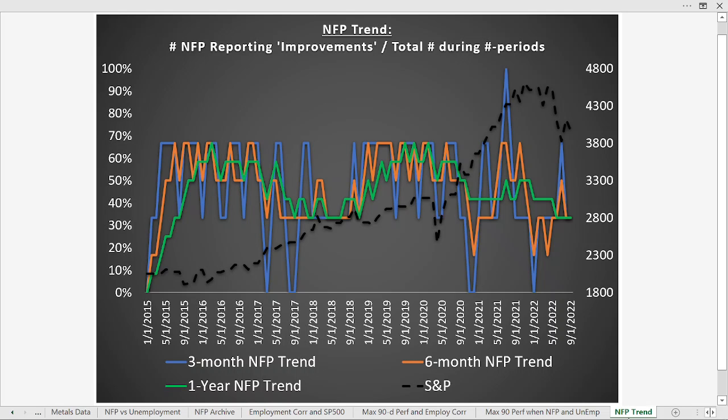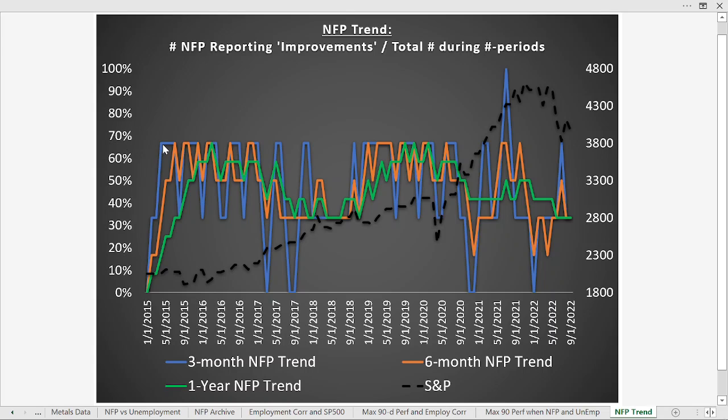Now we can take a look at the most recent, over 7 years, the trend in the non-farm payroll. Now what we did is we took a look, for example, the blue line shows us the last 3 reports. We want to see the last 3 reports. Did the number go up or down? Was it an improvement or a decline? If it improved 3 times over the last 3 months, that would be a 100% score.